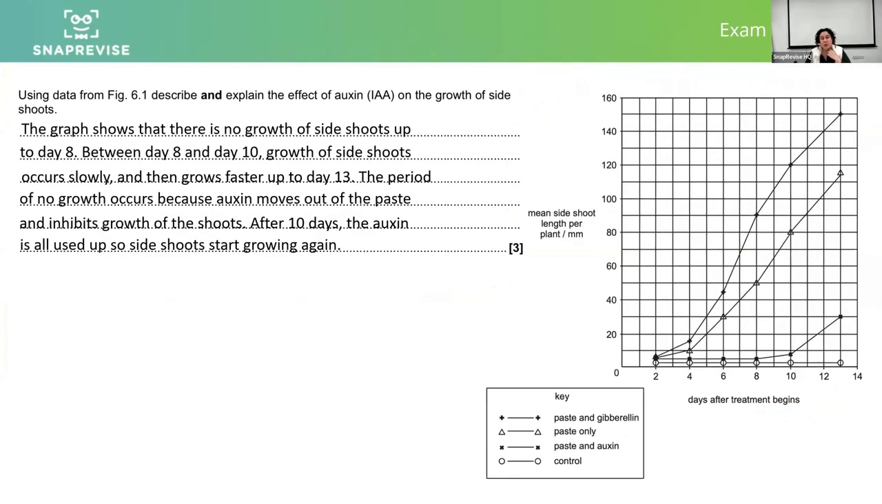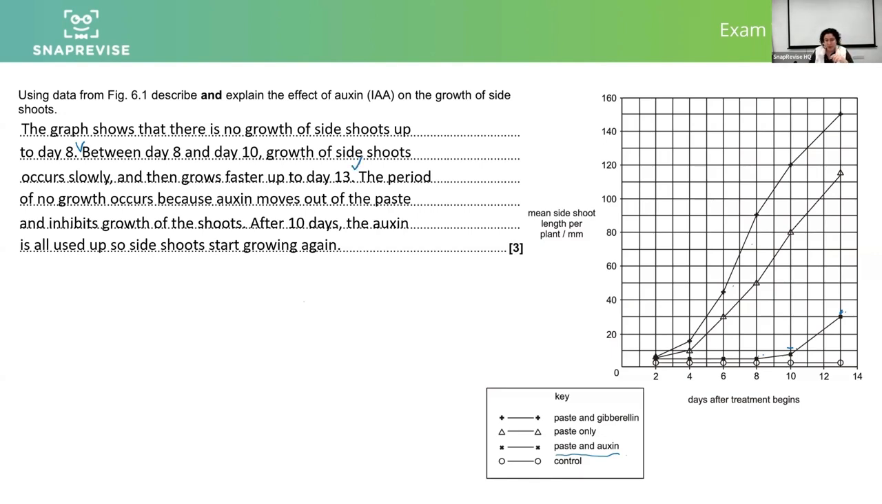So the graph shows that there's no growth of side shoots up to day 8. So if we go to our graph here, we are looking at auxin. So we are looking at this line here with the crosses, sorry, this line down here. So there's no growth of side shoots up to day 8. That's one mark, and this is the statement that describes what the data generally show, right? Then between day 8 and 10, growth of side shoots occurs slowly and then grows faster up to day 13. So slowly between 8 and 10 here and more up to day 13. This is another mark and this is another observation.